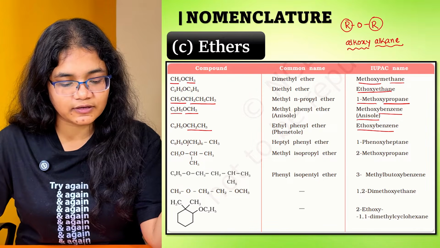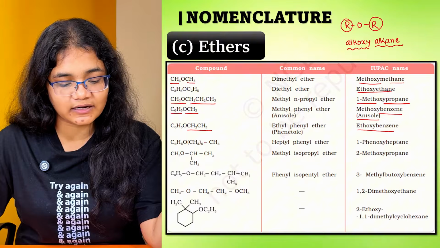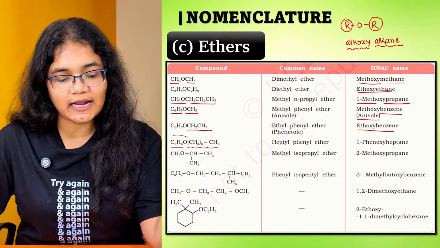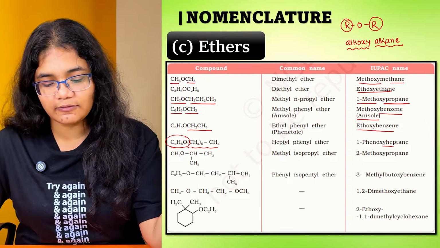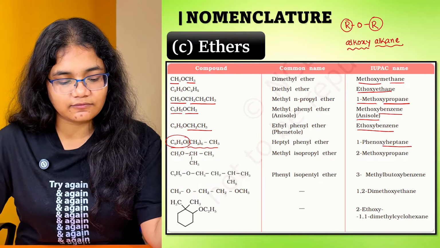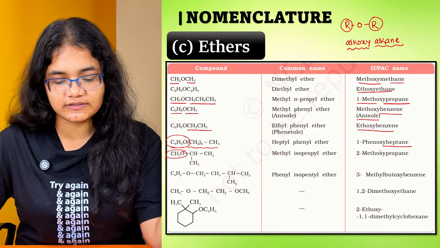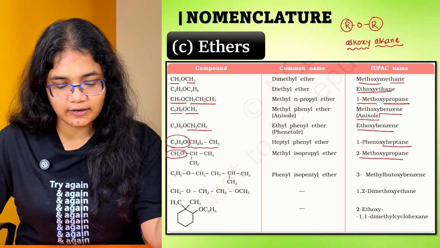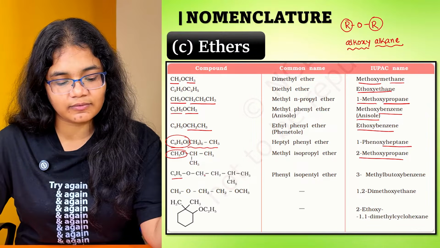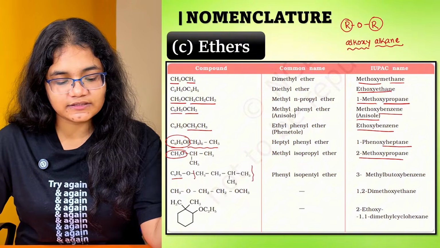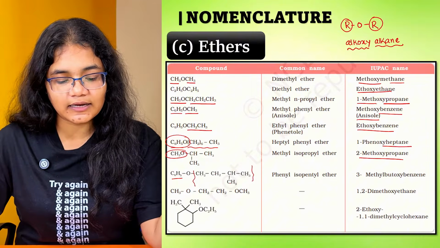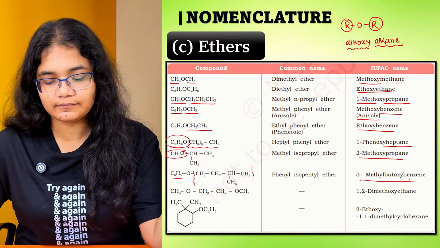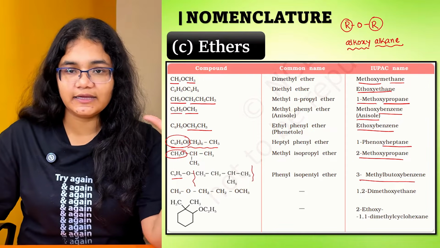Here the long chain is of 7 carbons, and here you have 6 carbons. So this one will be the main chain and the name will be phenoxyheptane. Next, here you can see 1, 2, 3, so you have 2-methoxypropane. Next we have 1, 2, 3, 4 and 5, and this side I have 6 carbons, so obviously this will act as a substituent. So you can write 3-methylbutoxybenzene. Like this we can name the ethers as well.